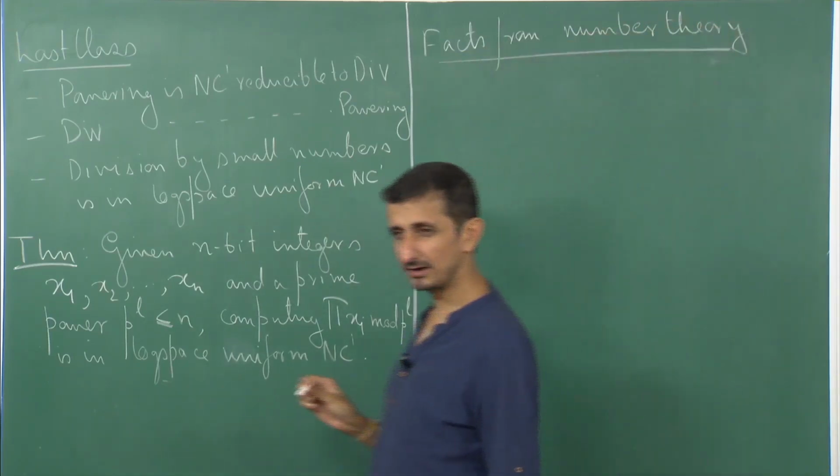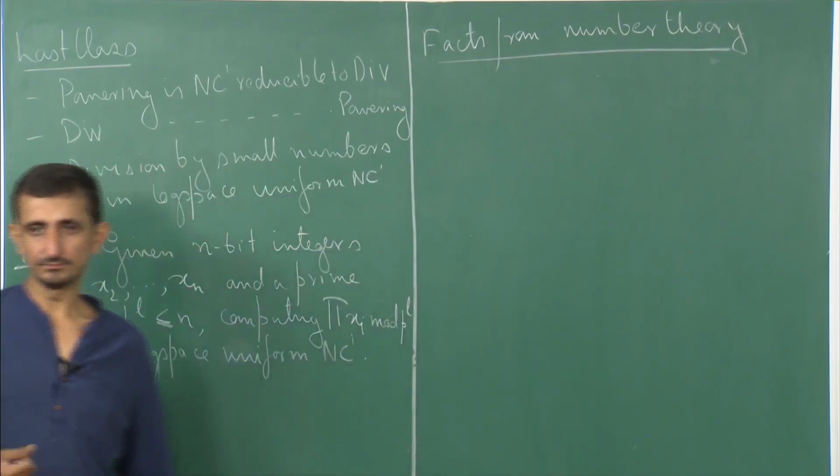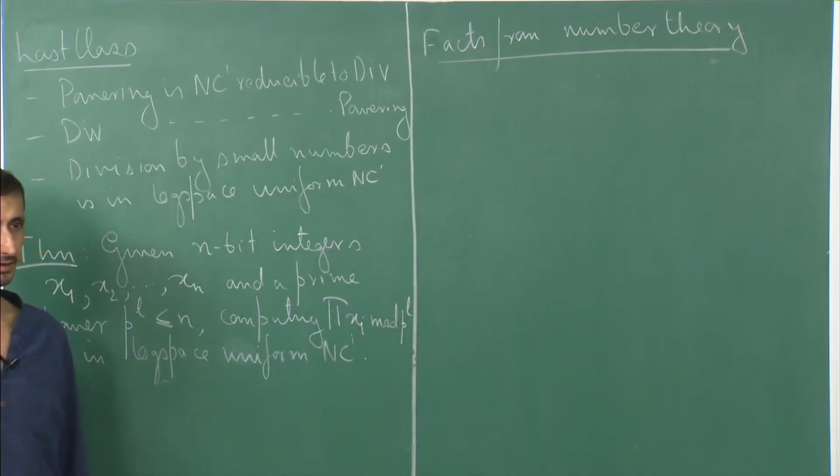So has anyone here done a course on number theory? No one? Computational course, so that are some of that. Which course? 681 computational number theory and algebra. Okay, so then you might know some of these things. Okay, yeah.